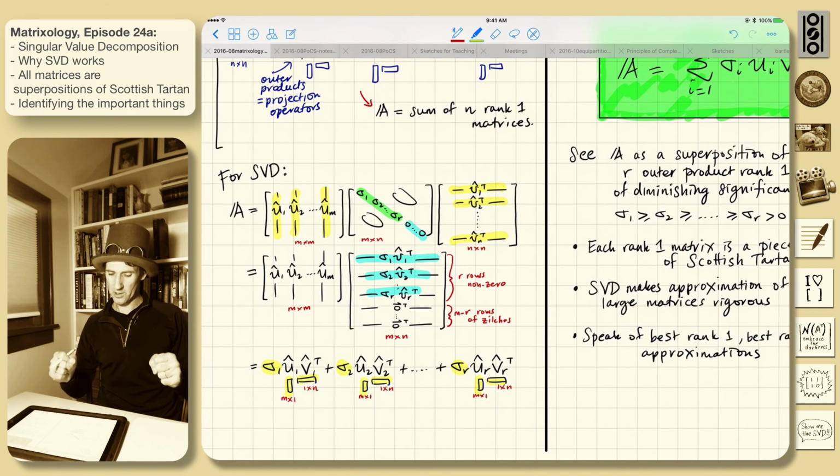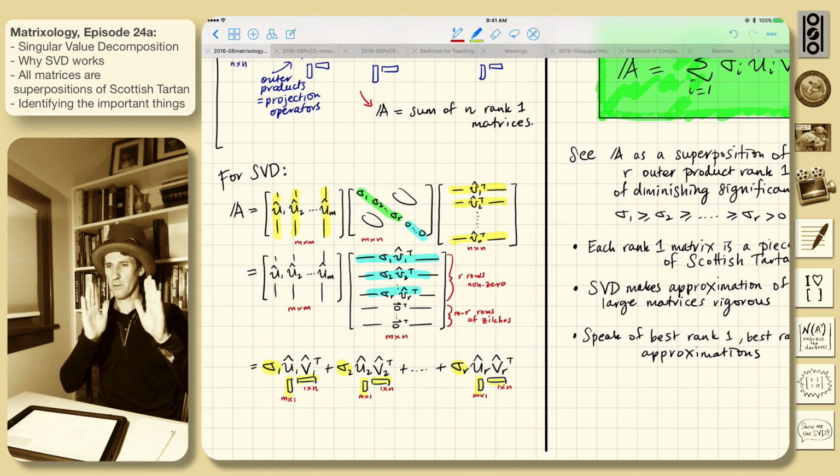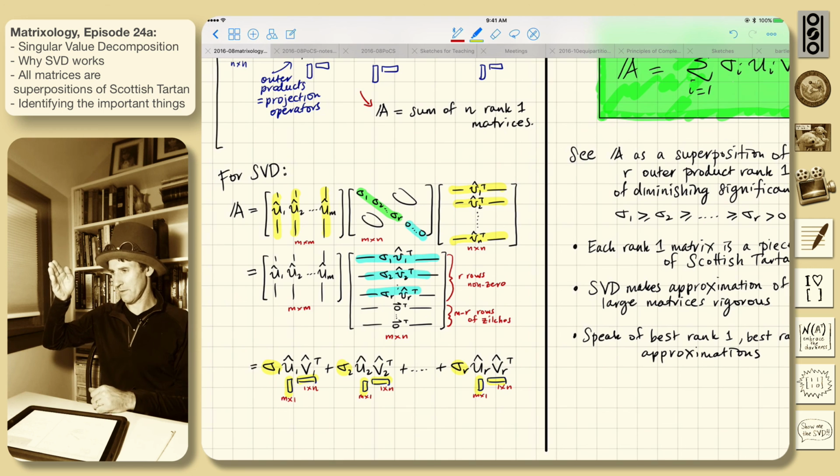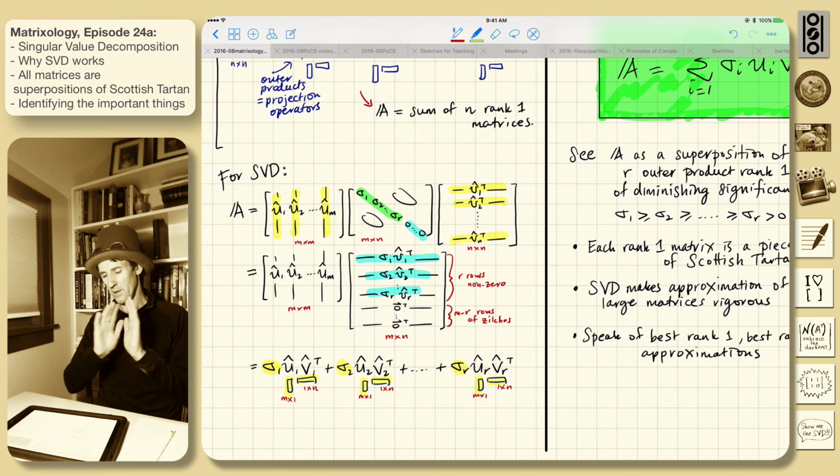So A, which could be an M by N, is a sum of these rank 1 matrices, and there are only R of them. Each one of them you could imagine looking like a piece of tartan. If you think of an outer product, you take this column vector and weight it by the row vector, so it's fading in and out depending on the modulation. A very gridded structure comes out.